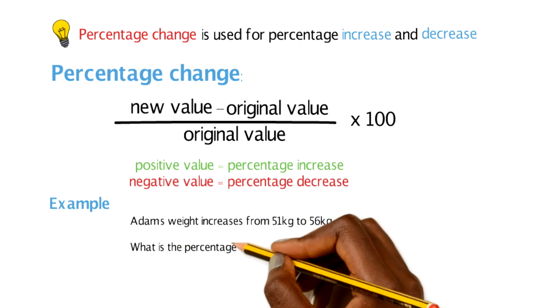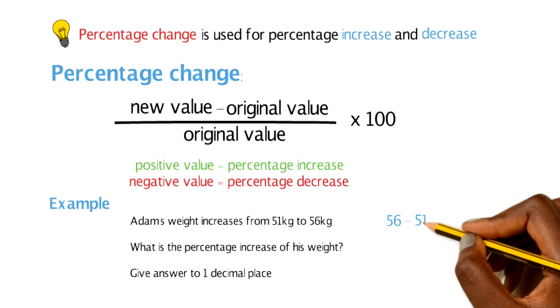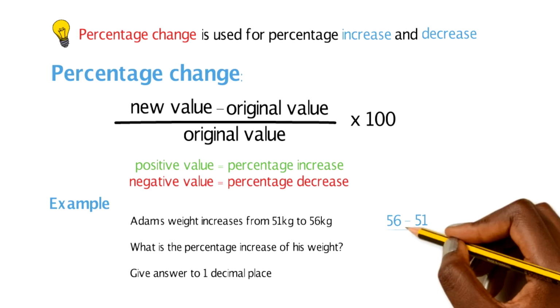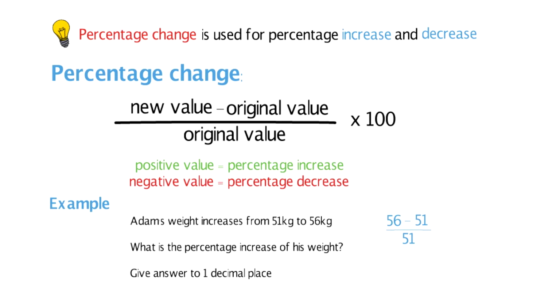So Adam's weight increases from 51 kg to 56 kg, and it wants us to work out his percentage increase. So we'll do his new value, his new weight, 56, take away his original weight, which was 51, remember, over the original value, so that would be divided by 51, and all of that would be multiplied by 100. And that should leave you with an answer of 9.8% to one decimal place.